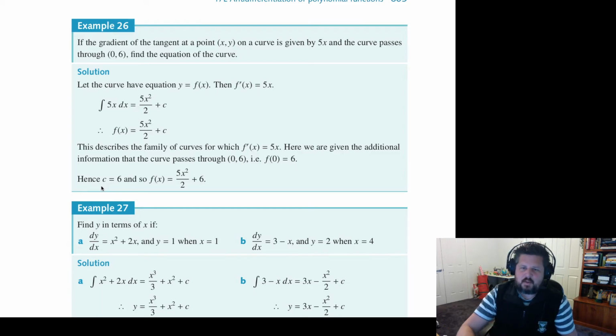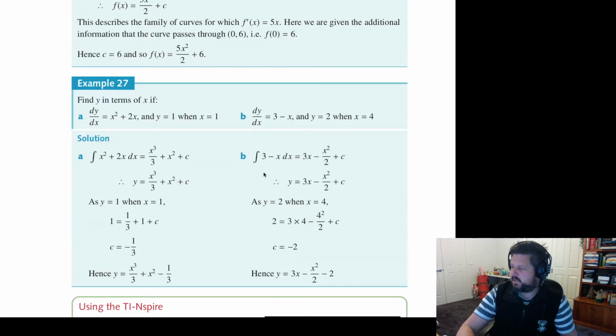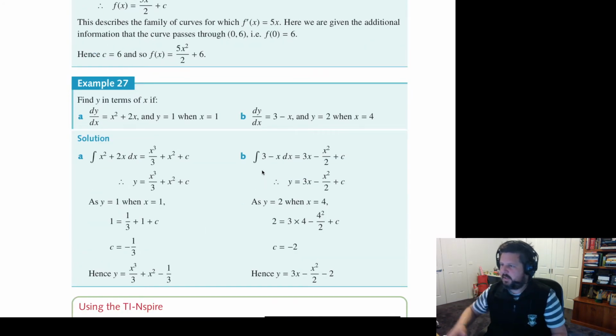Once you find out what c is, rather than writing out the function with a plus c on the end, because we know what c is, you can put that value in there. So they've written out 5x squared over 2 plus 6. Cool. Last thing I want to have a chat about is these ones here. Again, just a little bit different notation.